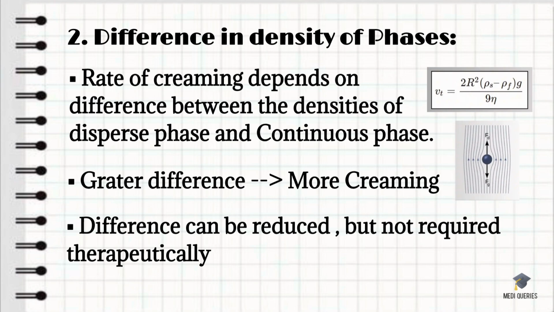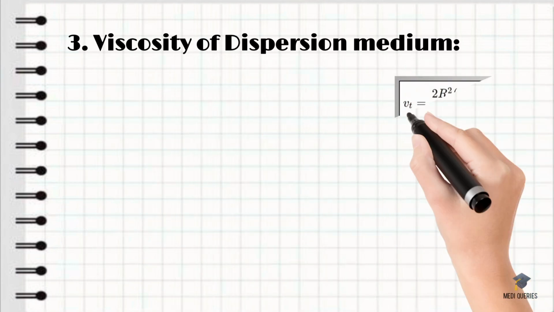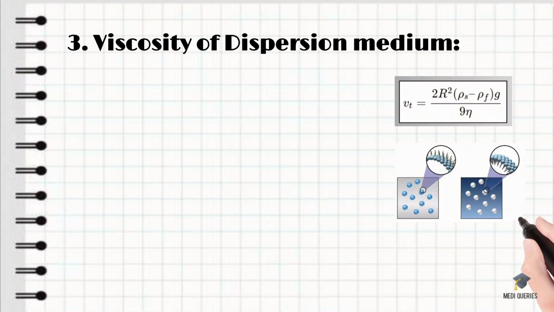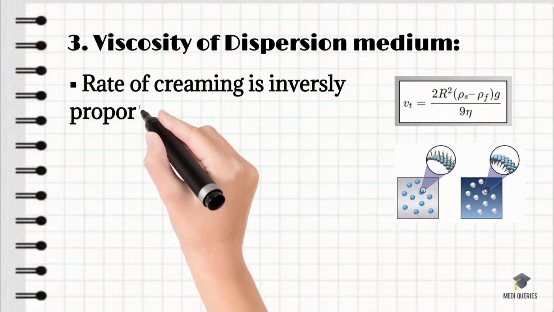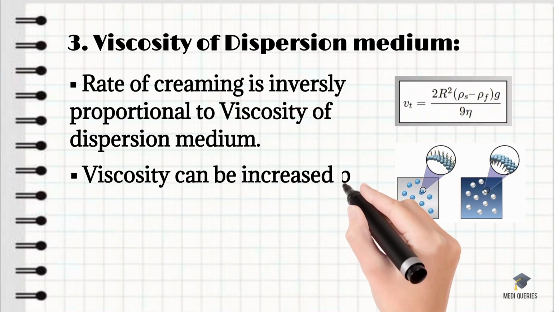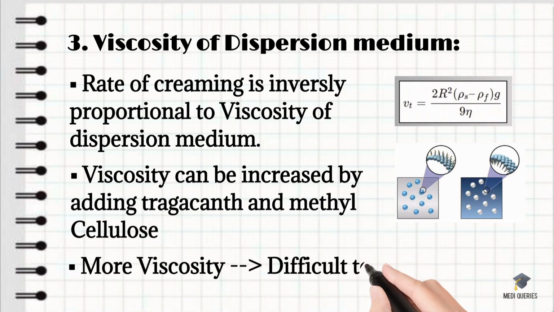And next one is the viscosity of the dispersion media. The rate of creaming is inversely proportional to the viscosity of the dispersion media. The viscosity can be increased by adding tragacanth and methyl cellulose. But too much viscosity is undesirable because it may make it difficult to redisperse the material which may settle at the bottom. Moreover, it is difficult to pour the emulsion from the container.